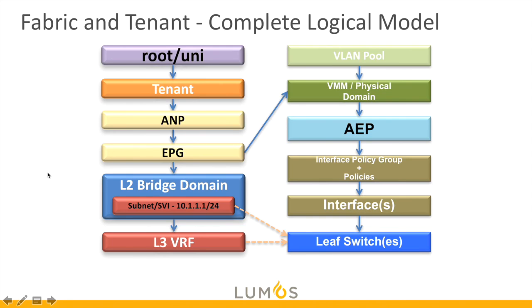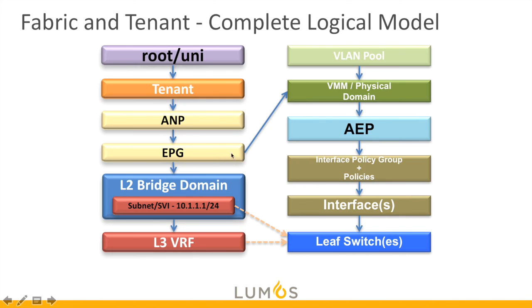So again, let's take a look at our logical model again. We have the root or universe, and then we've got a tenant. Underneath a tenant, we're going to create application network profiles. We're going to create EPGs under the ANPs, at least one. We'll also have a bridge domain, and the bridge domain will have a subnet. So this will be our Anycast gateway or SVI. This will exist underneath a VRF, and we'll have at least one VRF for a tenant. We can have multiple.